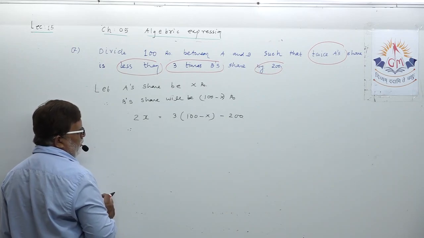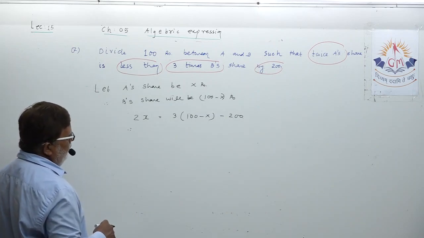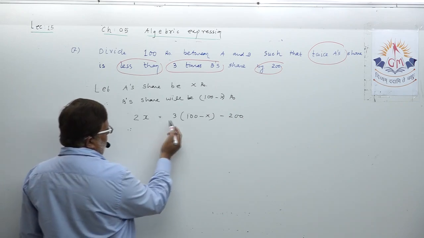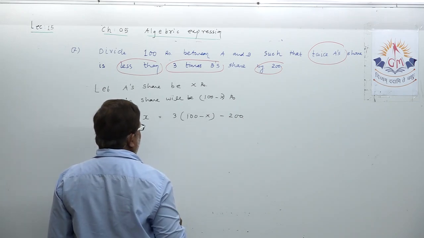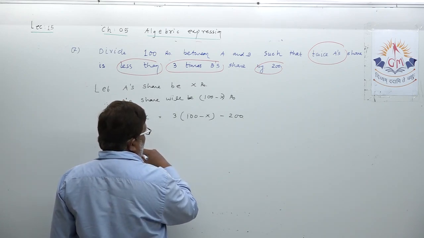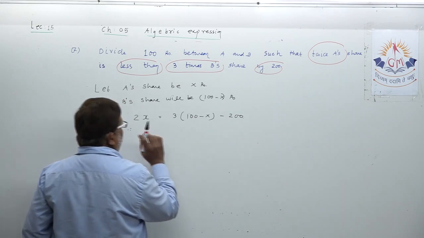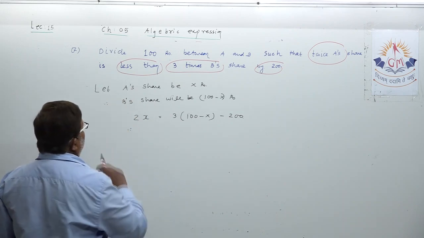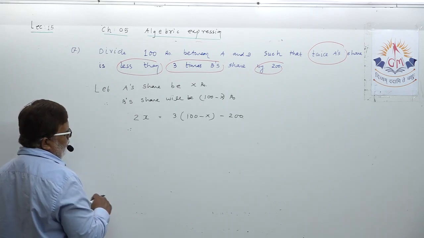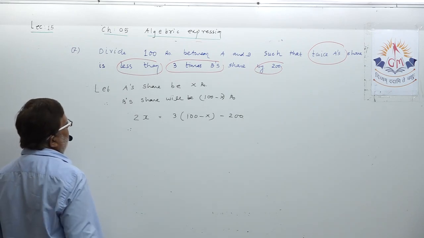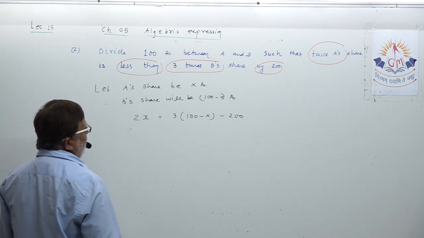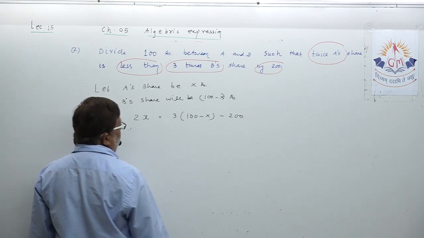How to solve? It becomes easy for you to solve this. Okay, see, 300 minus 3x. Okay. Twice A's share is less than 3 times B's share by 200.